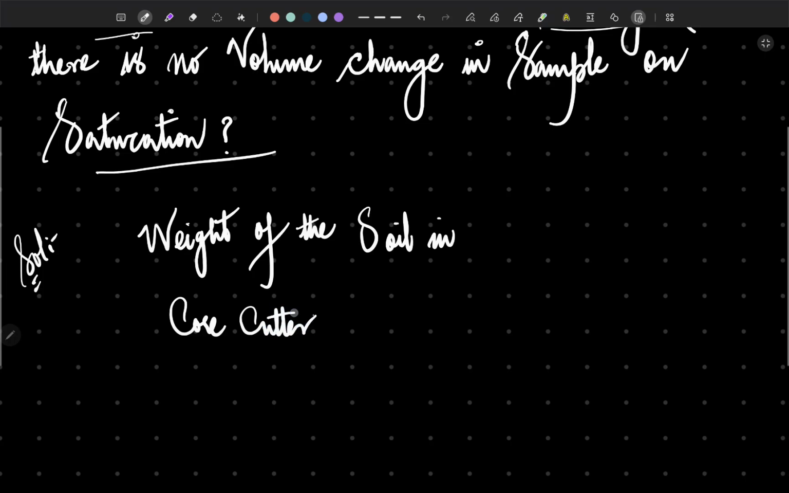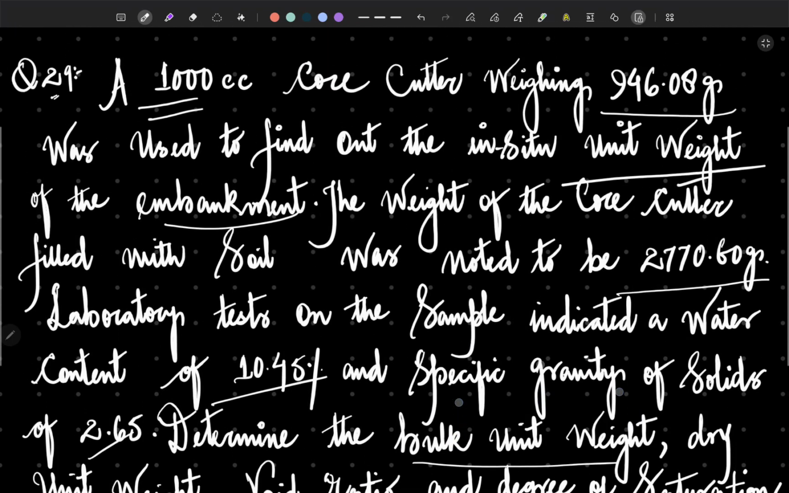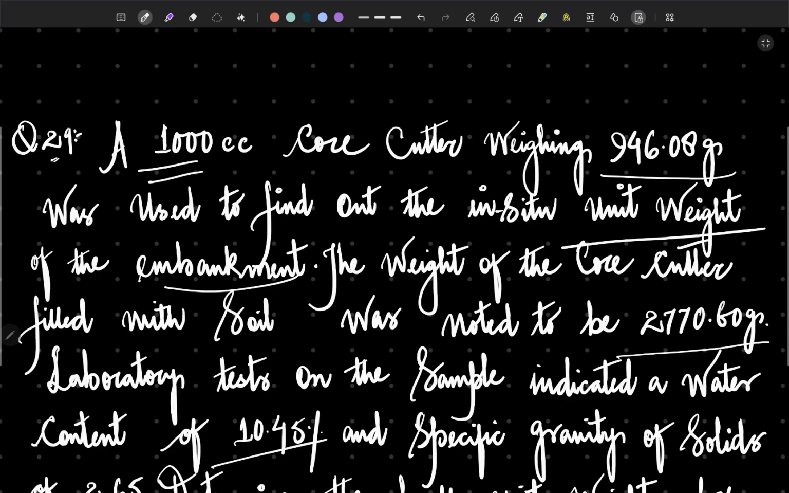How much is that? See carefully. A 1000 cc core cutter weighing 946.08 grams was used to find the in situ unit weight of the embankment. The weight of the core cutter filled with soil was noted to be this much. That means the weight of the soil is this minus this, because this is the weight of the core cutter filled with soil and this is the weight of the core cutter.